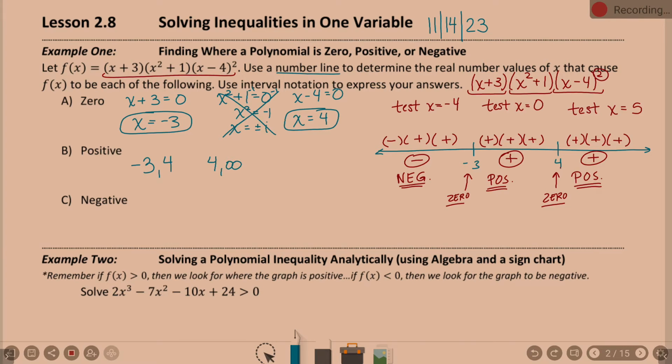-3, parenthesis or bracket? Parenthesis. Does it include -3? No, because -3 is a 0. We are only talking about when it's positive, so it's a parenthesis. What about 4? Do we include 4? No. 4 is also a 0, so it's not positive there. So -3 to 4. Do I have a U for union in my notes? Probably. I do. U for union. What's this 4 going to have? Parenthesis. And what's infinity always use? Parenthesis.